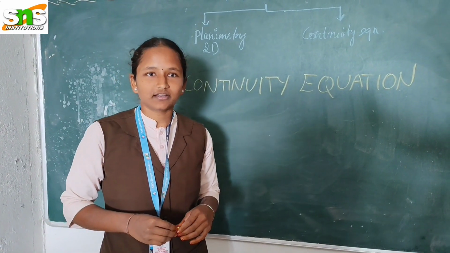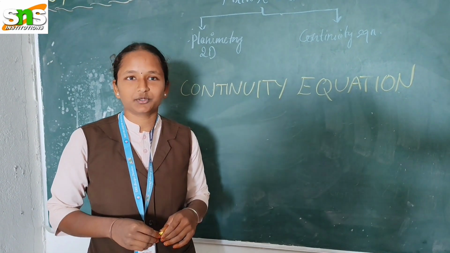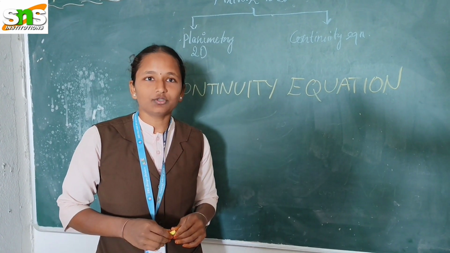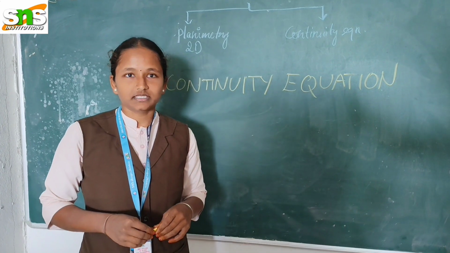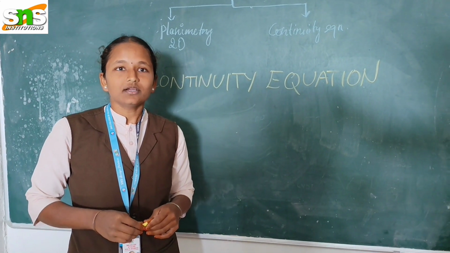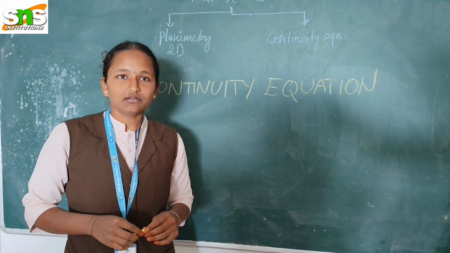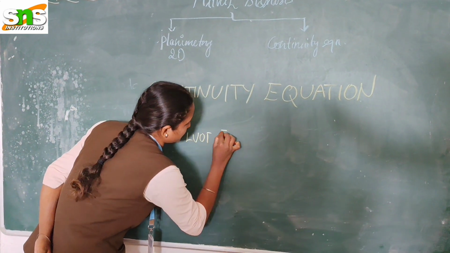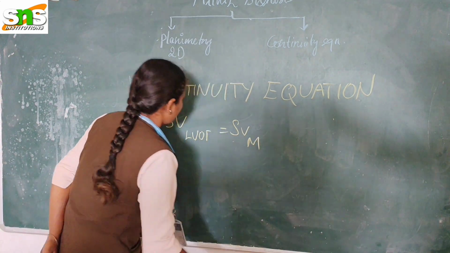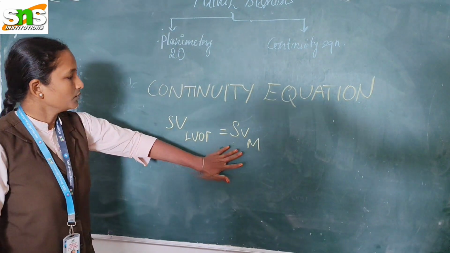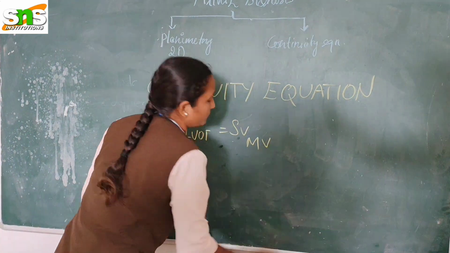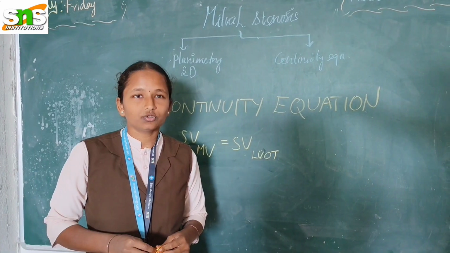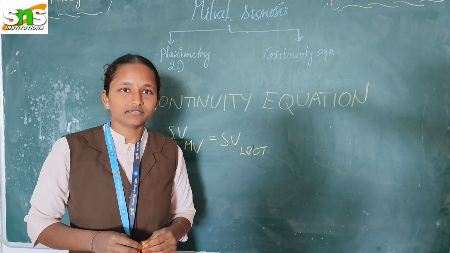Continuity equation is an echocardiographic method to assess the severity of mitral stenosis based on the principle of conservation of mass. It assumes the volume of blood flowing through the left ventricular outflow tract is equal to the volume passing through the mitral valve, which is SV LVOT equals SV MV. Stroke volume of LVOT is equal to stroke volume of mitral valve.